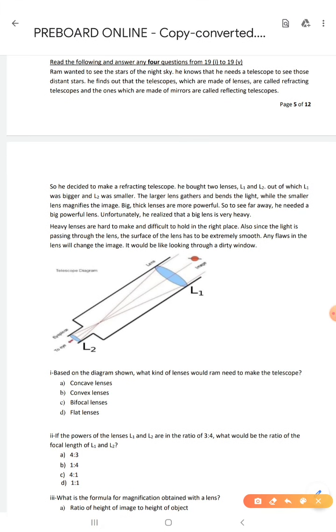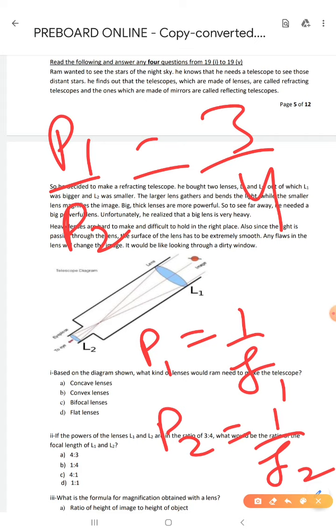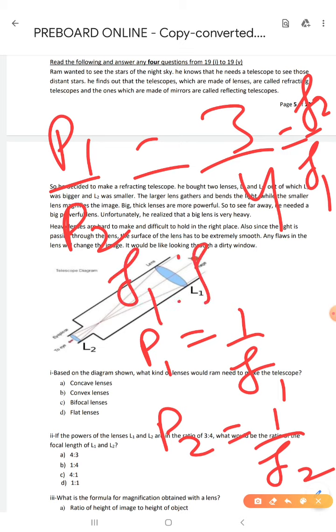Next thing, if the power of the lenses is given, what is the focal length? We should know the formula for power, which is P equal to 1 upon F. Suppose there are two lenses, so these are the formulas for the power of the lens. As the ratio of the power of the lenses is given, it means that P1 upon P2 is given, which is 3 upon 4. So we have to find the ratio of the focal lengths. We can write P1 as 1 upon F1 and P2 as 1 upon F2. Then it will become F2 upon F1 equal to 3 upon 4, so F1 upon F2 equal to 4 upon 3. Go through it. The answer should be 4 upon 3.